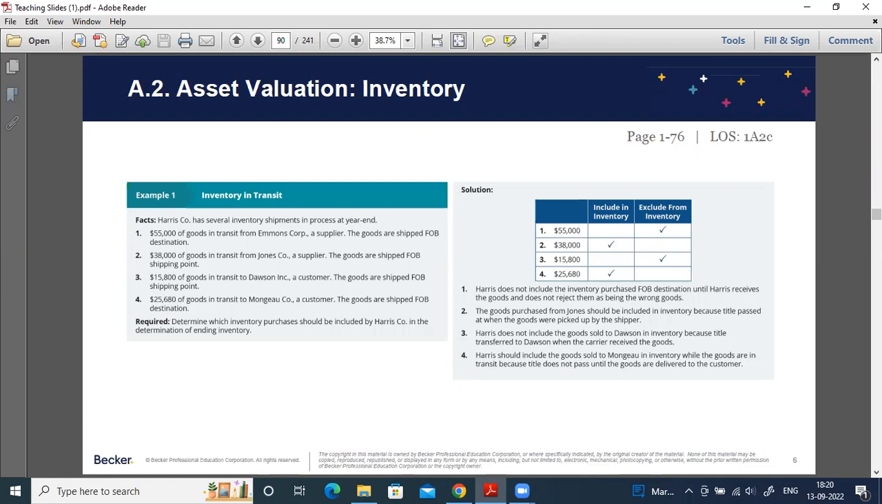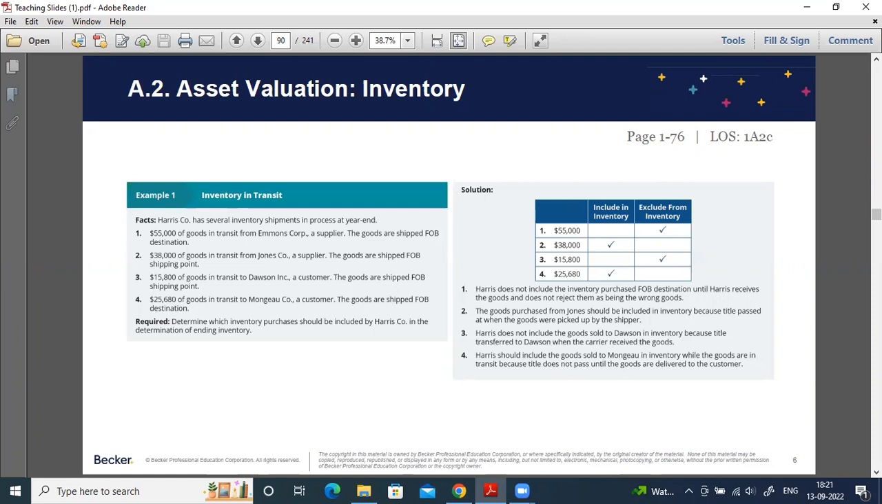So two types of elements. If it is FOB destination, unless the purchaser receives the goods, you cannot include it in your inventory. Point number one. If it is an FOB shipping point, when the seller gives the goods to the transport company, nothing but the carrier, the purchaser can include it in their inventory. I hope I am clear on this now. Is it clear, participants? Yes, sir.